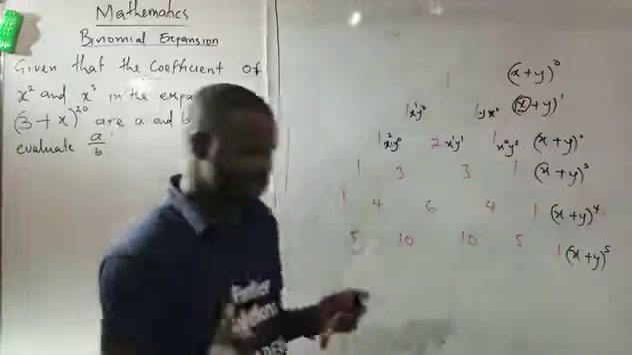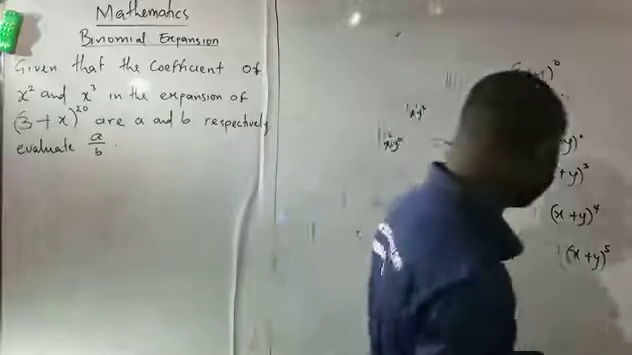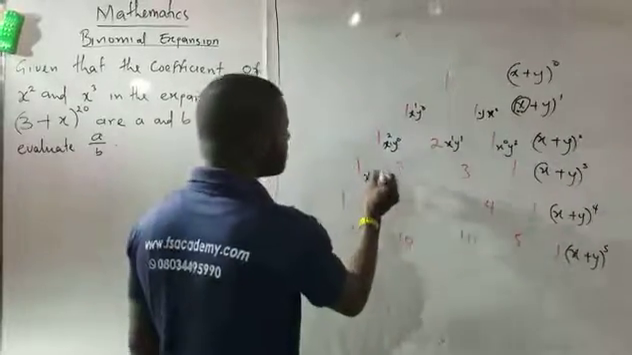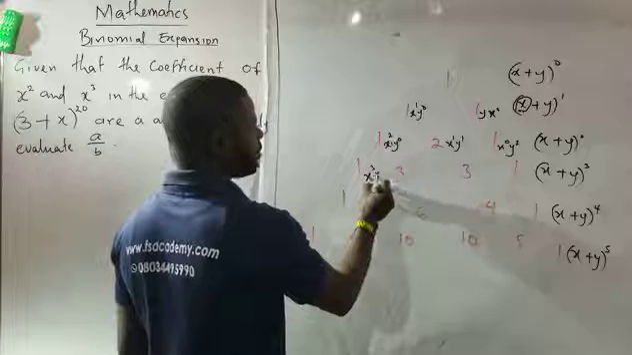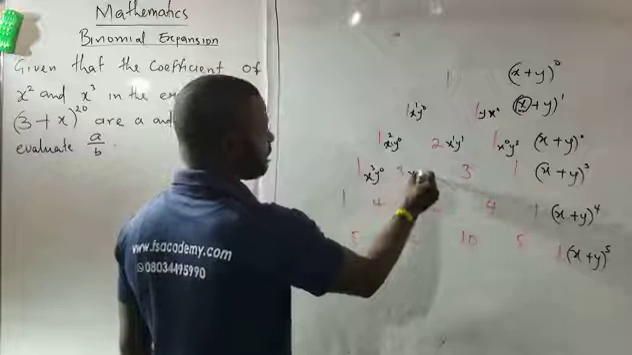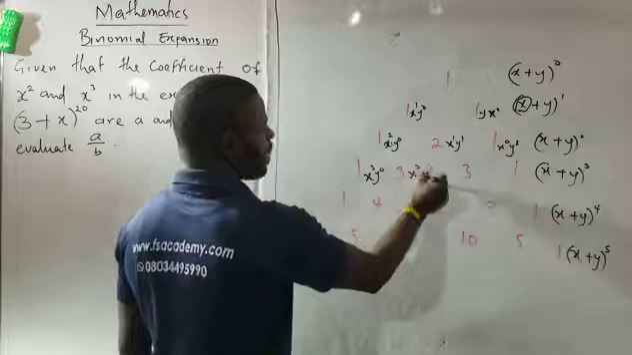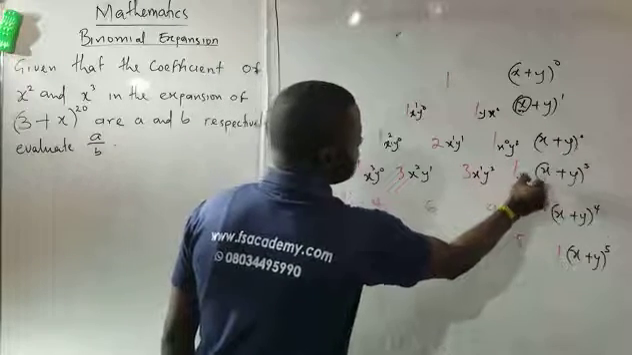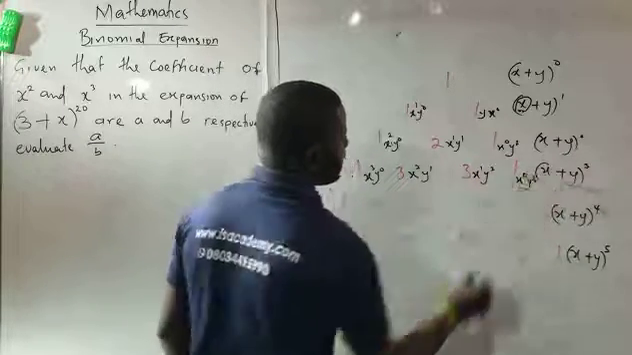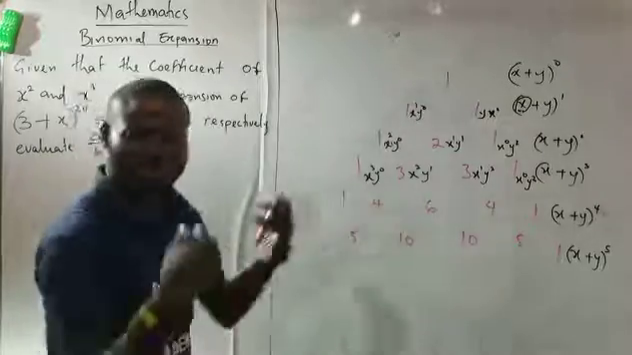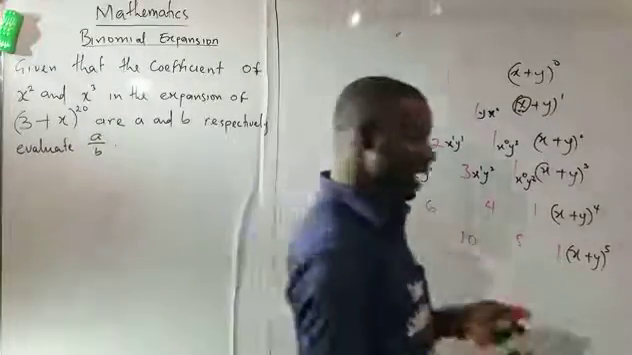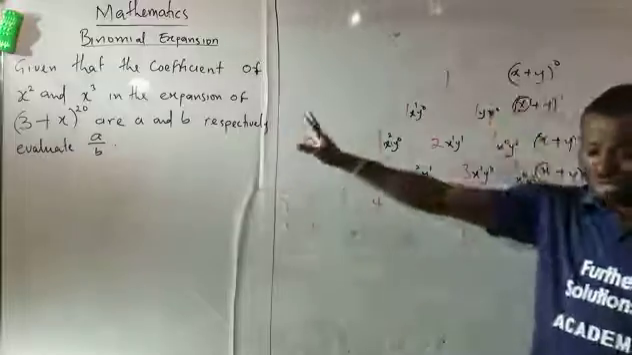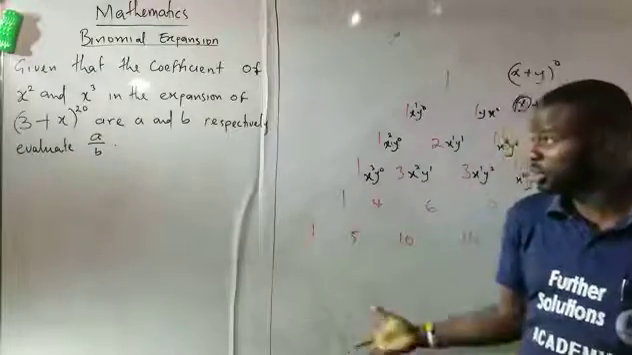Note that anything raised to power 0 is equal to 1. Please note that. Here also, x raised to power 3, y raised to power 0, x raised to power 2, y raised to power 1, x raised to power 1, y raised to power 2, and x raised to power 0, y raised to power 3. That is how to apply Pascal's triangle to expand any given function like this.